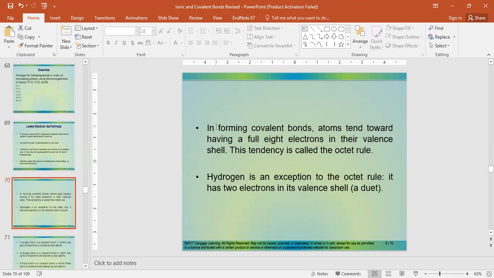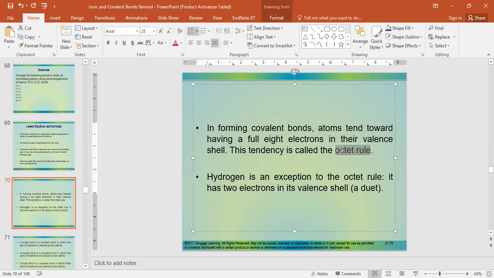And here, in forming covalent bonds, the atoms tend towards having a full 8 electrons in their valency. And this is what we call the octet rule. But not all of them are going to follow the octet rule, because hydrogen requires a maximum of 2. We just say that it is an exception because it doesn't require 8, it only requires 2. So we call it a duet.